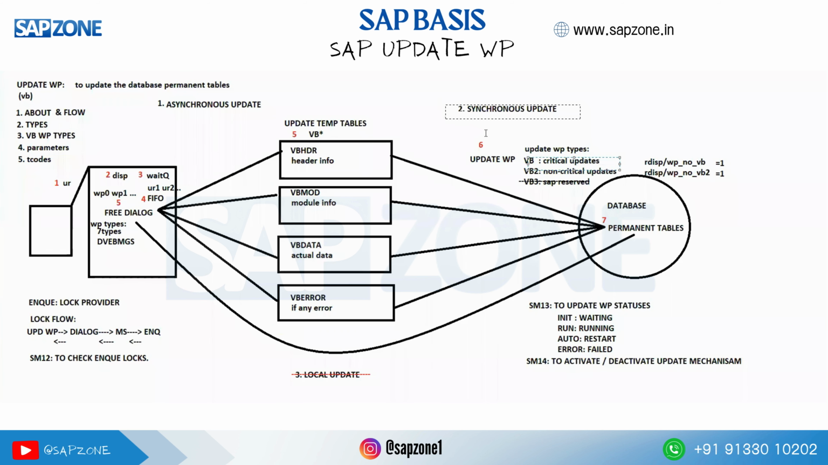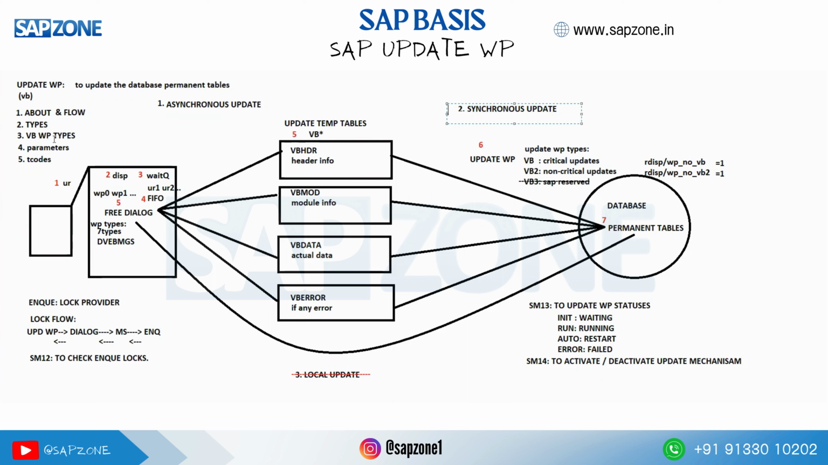Just this process is nothing but a synchronous update. Why? Because update work process is dedicated. In the sync mode, it will work. Dialog is a non-dedicated multiplexing work process. So that is the reason in asynchronous mode it will work. Okay, so this is about the flow.